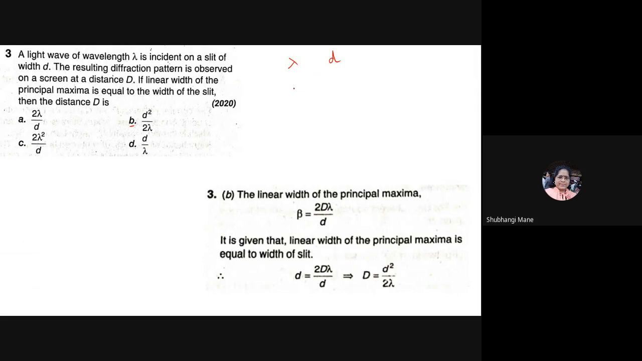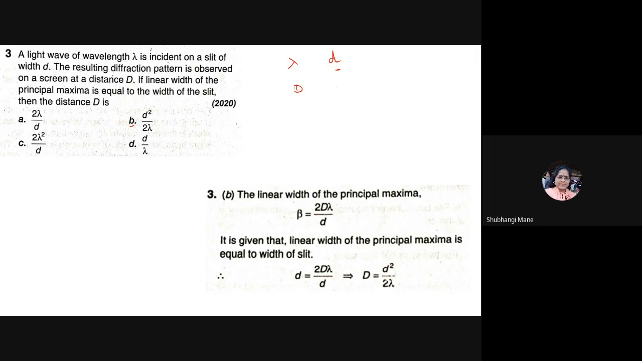The distance from the slit to the screen is D. If the linear width of principal maxima is equal to the width of the slit, then the distance D is given by: linear width is same as slit width.